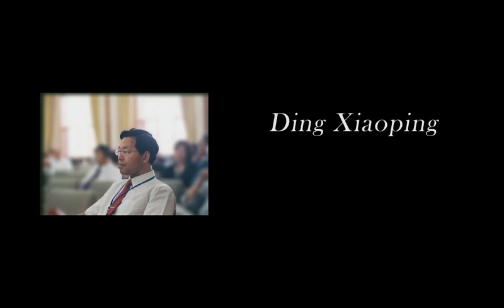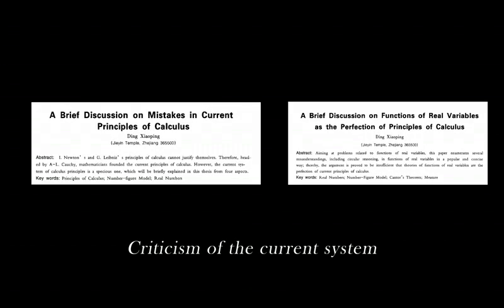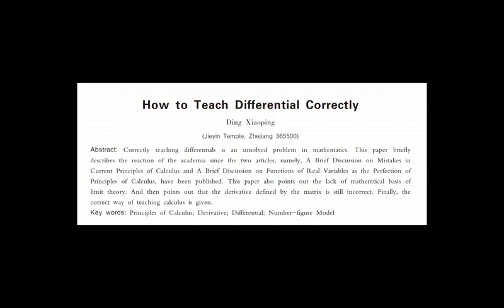Chinese mathematician and philosopher Ding Xiaoping systematically solved the problem of the calculus principle about 10 years ago. How did he make it? In the next few sections we will elaborate on his criticism of the current system, present his interpretation of differential, and briefly introduce how he reconstructed the calculus principle system by establishing a new number point model.